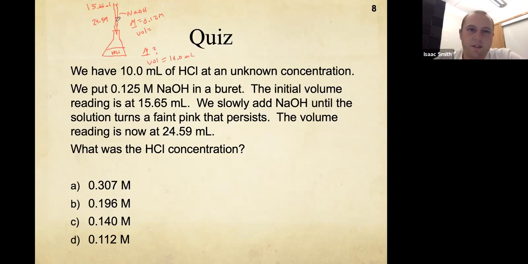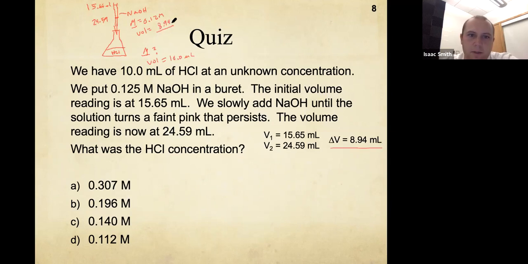What was the HCl concentration? Okay, so we need to solve for this volume. So that's just going to be doing a subtraction between these two numbers, and that would give you the volume. So our difference in volume is 8.94 milliliters.